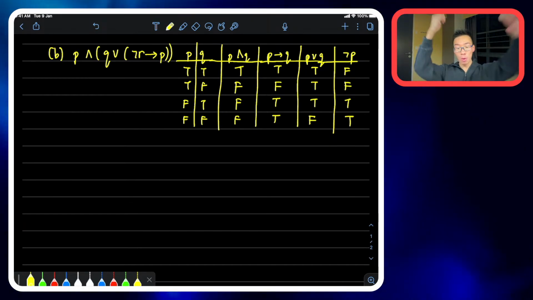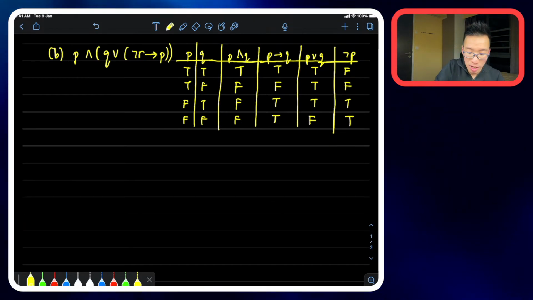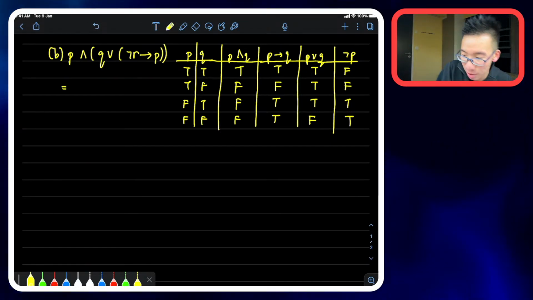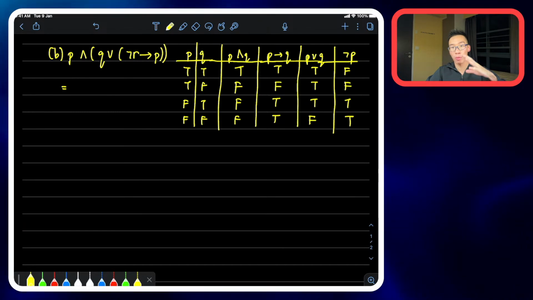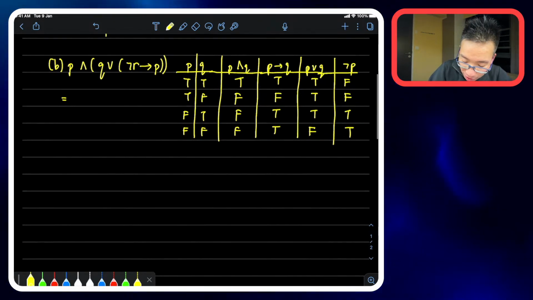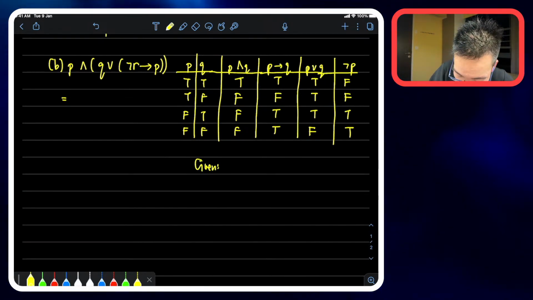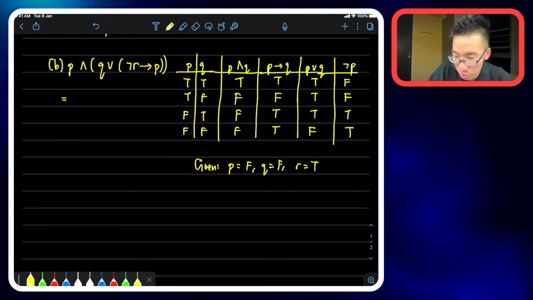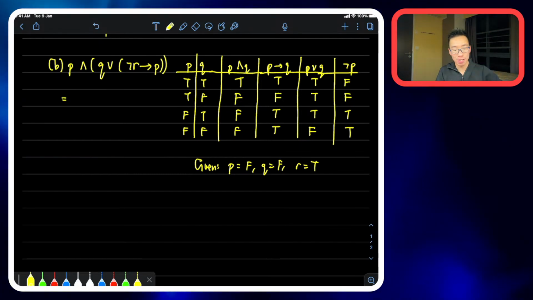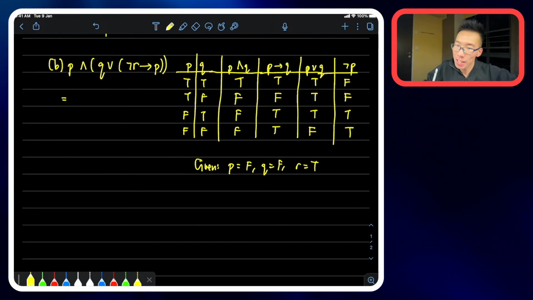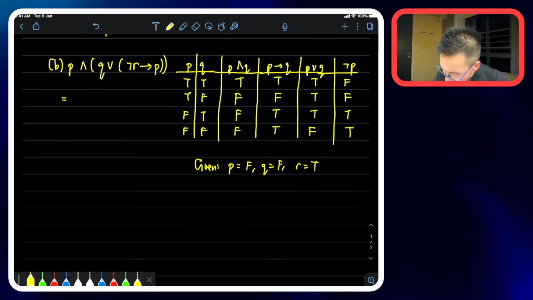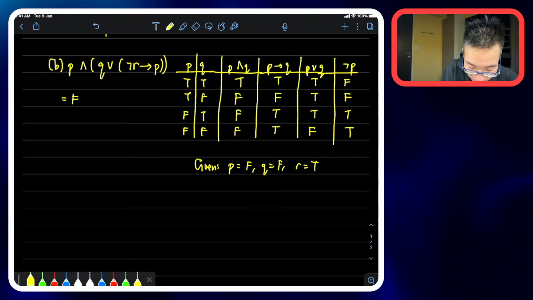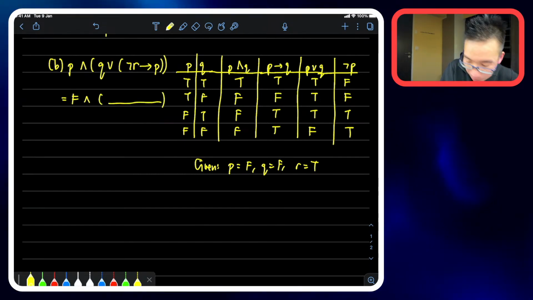So we can now attempt to evaluate this proposition by substituting the values. We are given that P is false, Q is false, R is true. So let's plug in the trues and the falses and see what we get. In fact, we're going to get a statement of the form false implies something.